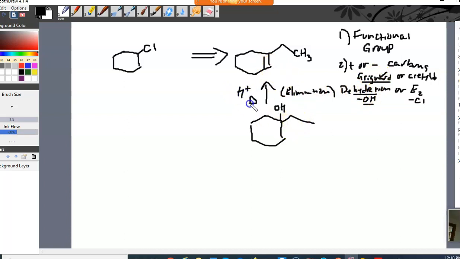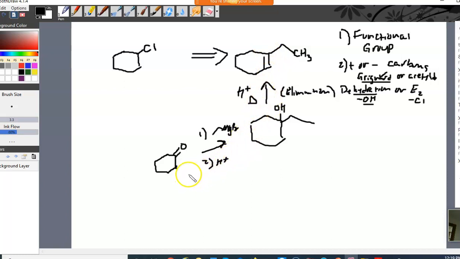So that's H plus and heat. And to make this, I know it comes from a Grignard. So that means I'm going to have the carbonyl here, and then I'm going to add the ethyl Grignard, EtMgBr. And the second step is add acid. And to add a Grignard, you have to have a ketone. So these little hints help me along with these few steps.